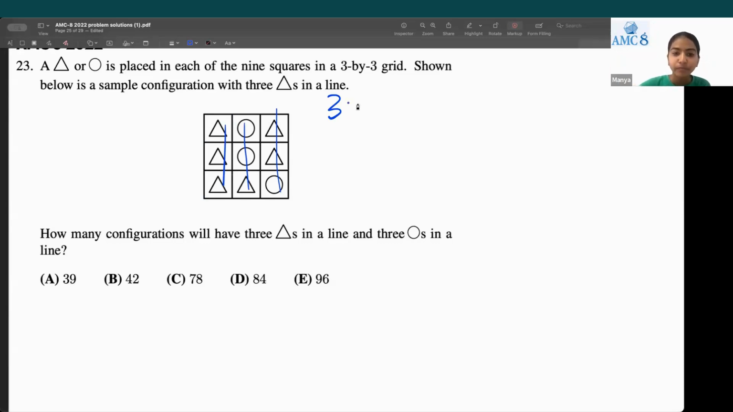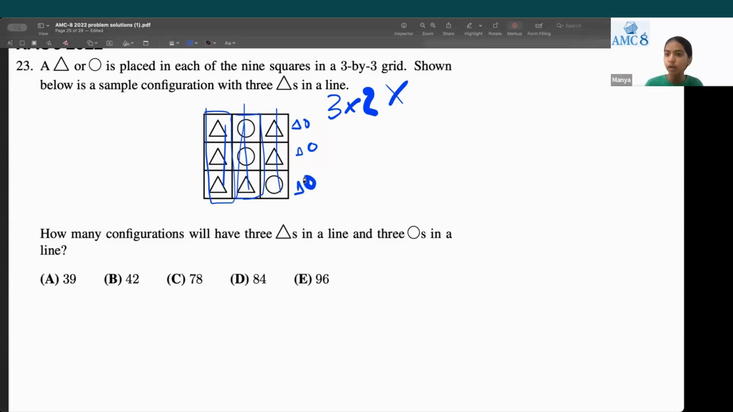For the circles, on the other hand, suppose that this one is already taken, then the circles will have 2 more ways to be possible. And suppose that this one is taken by the circles, meaning that there will be 1 more way for the triangle or circles to be arranged. But this one can be a triangle or a circle. This one can be a triangle or a circle, and this one can also be a triangle or circle.